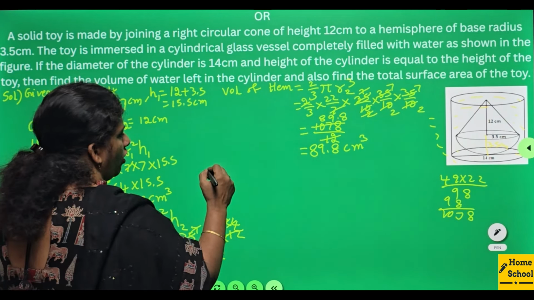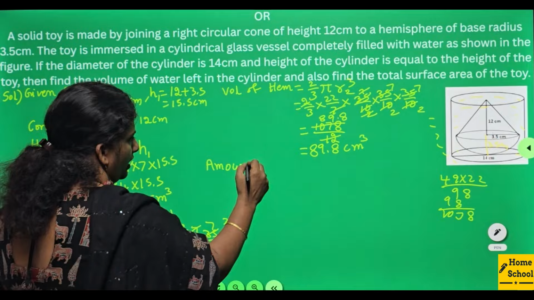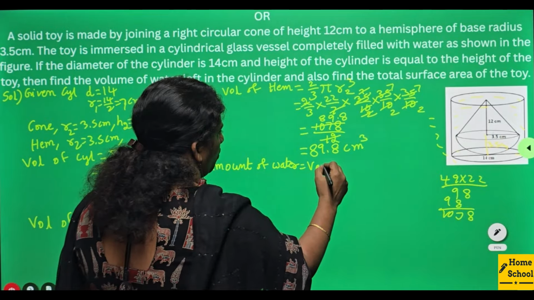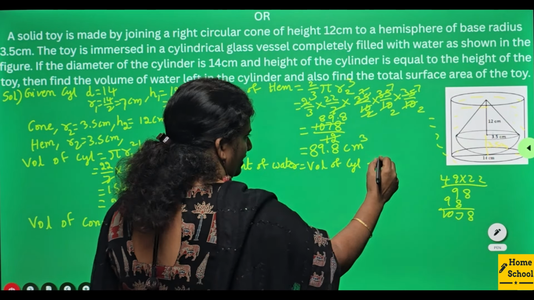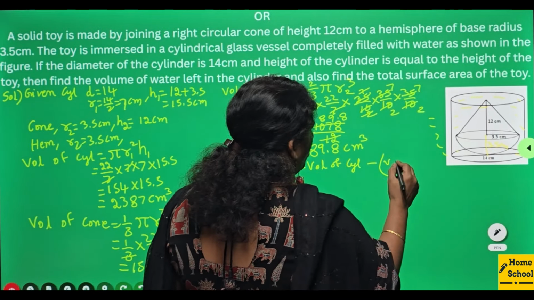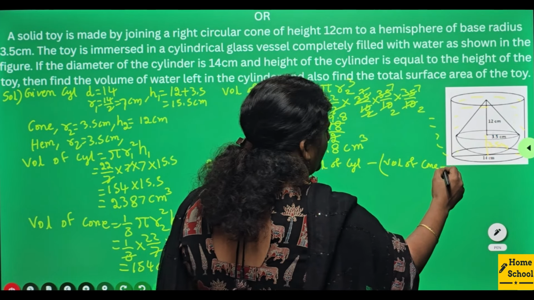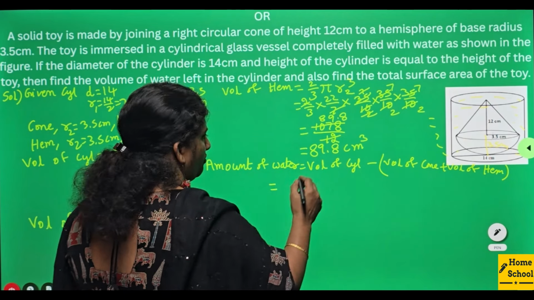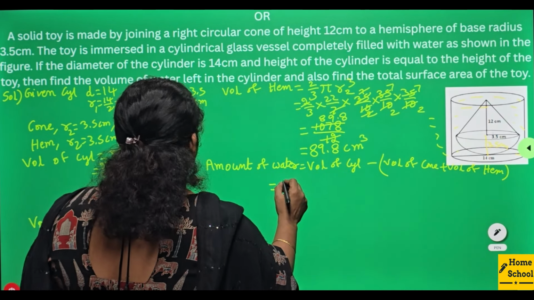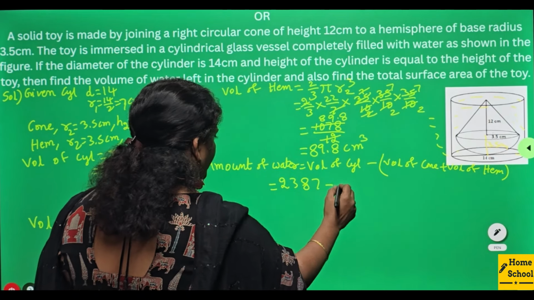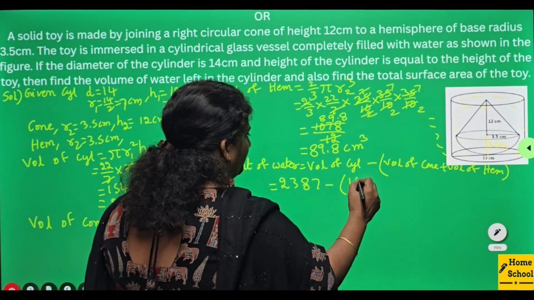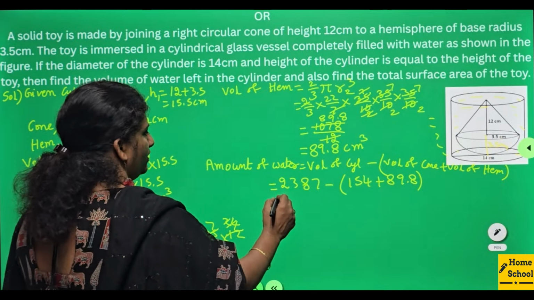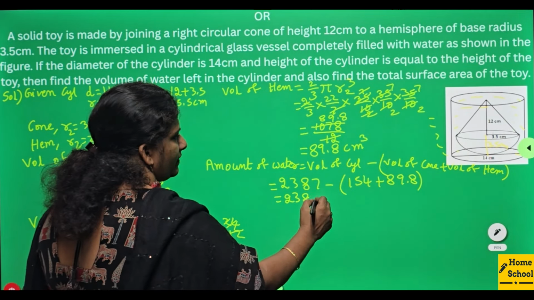What is the amount of water left in the cylinder? Amount of water left in the cylinder is equal to the volume of the cylinder minus the volume of the cone plus the volume of the hemisphere. What we got for the volume of the cylinder? 2387 minus, the volume of the cone is 154 and the volume of the hemisphere is 89.8. Now add those two, children.